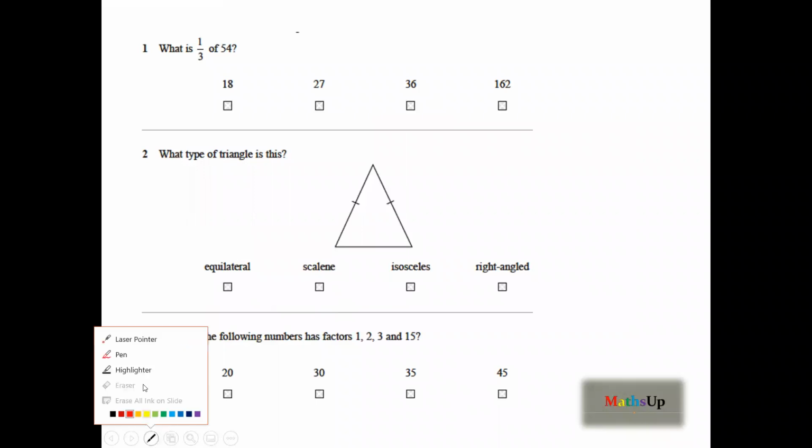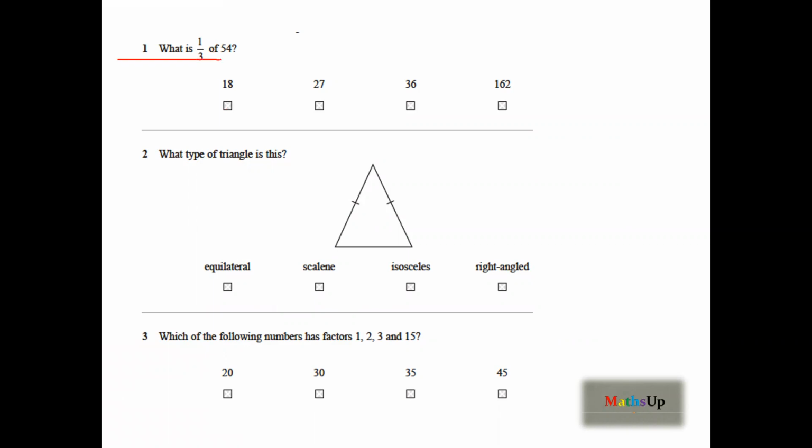The first question is, what is 1/3 of 54? Instead of "of", you can write multiplication. So 1/3 of 54, to get the answer, you can divide 54 by 3. The answer is 18. So you can cross the box of the correct answer.